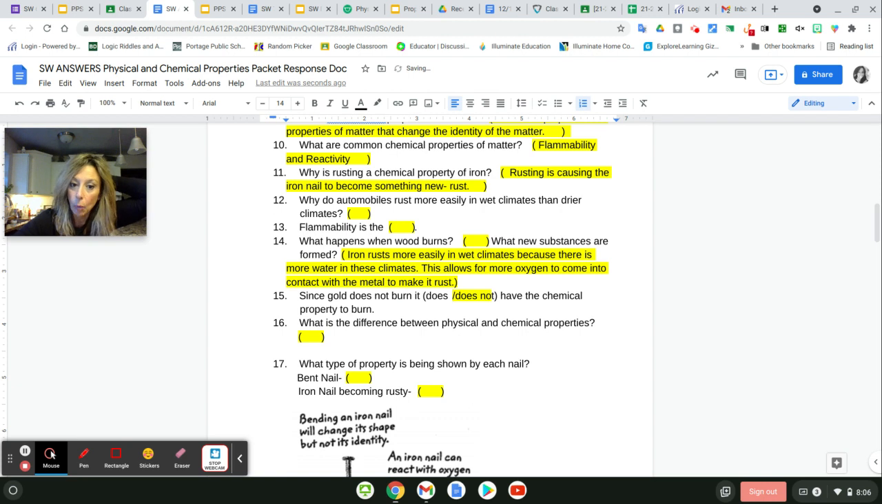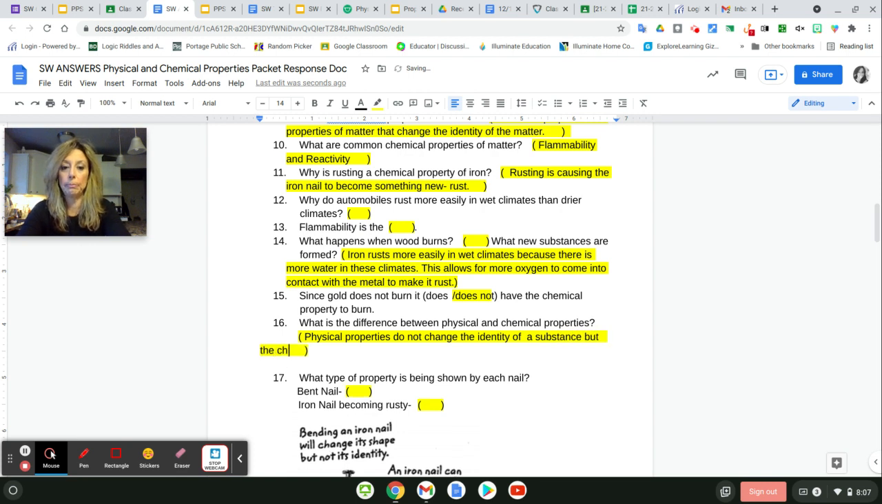Okay. What is the difference between physical and chemical properties? So let's go back to what we just learned about physical properties. They do not change the substance when we observe them, but chemical properties do. So physical properties do not change the identity of a substance, but the chemical properties do.